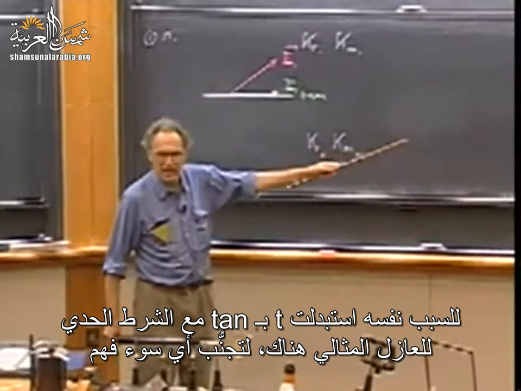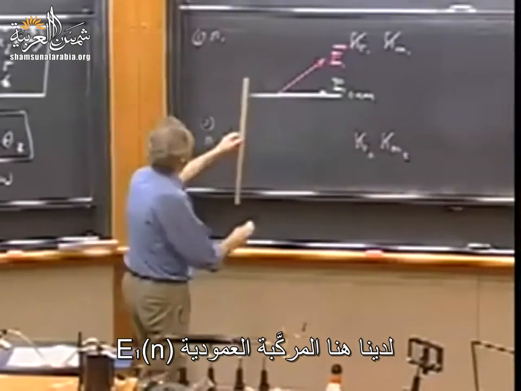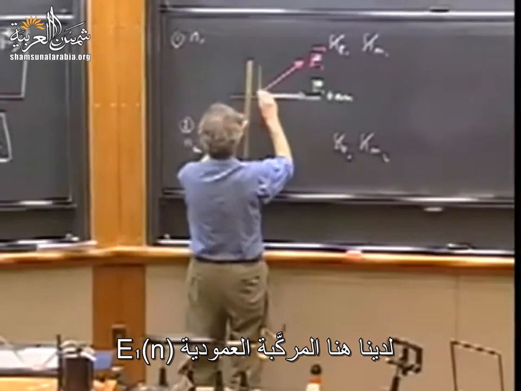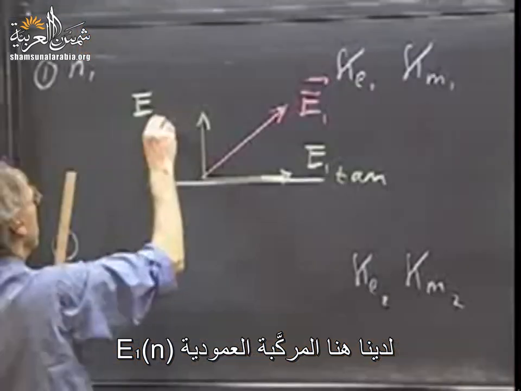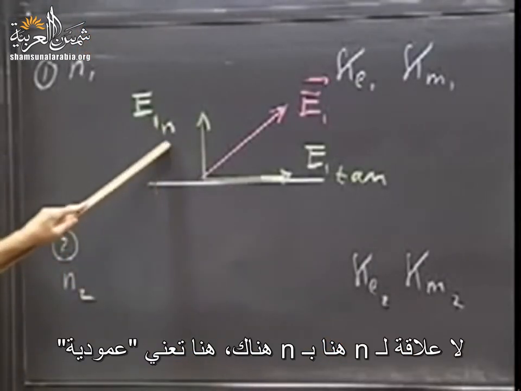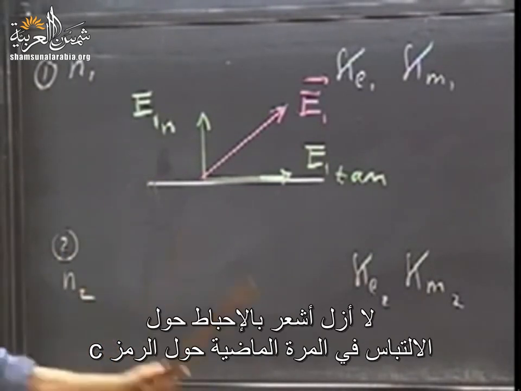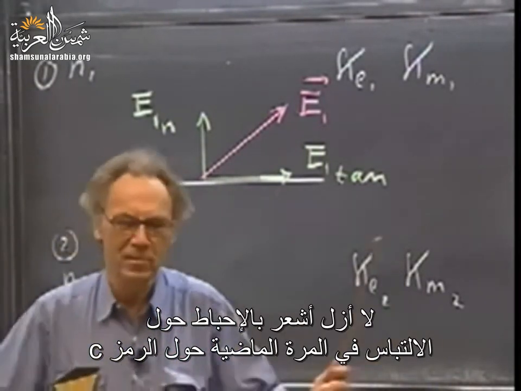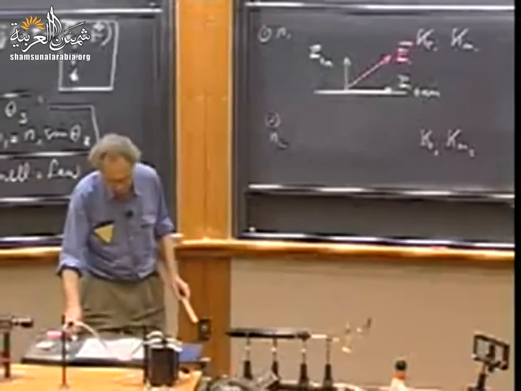I changed the T there into TAN to avoid any possible misunderstanding. And then here you would have the normal component. So this would be E1 normal. N is not so confusing. This N has nothing to do with that N. That means normal. I still feel bad about my 2 C's last time, but there is not always a way that you can bypass using the same symbols. I could have done that last time, though.